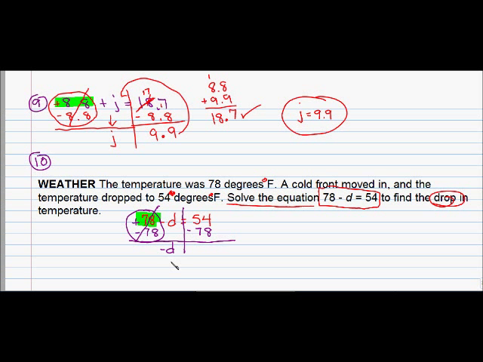You know what? Mrs. Chapman has a better way of doing this. I don't like doing it this way. I don't like having a minus D. I don't like negative variables. So let's go back and rewrite the problem. 78 minus D equals 54.